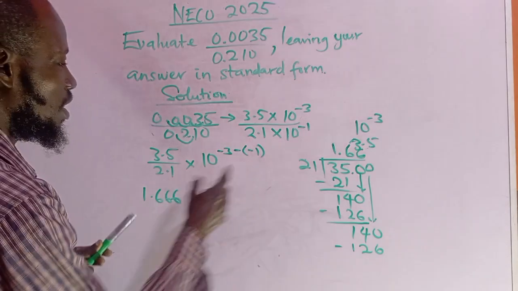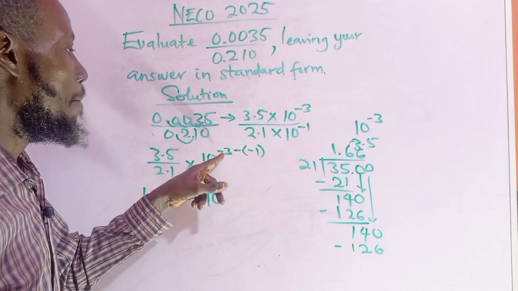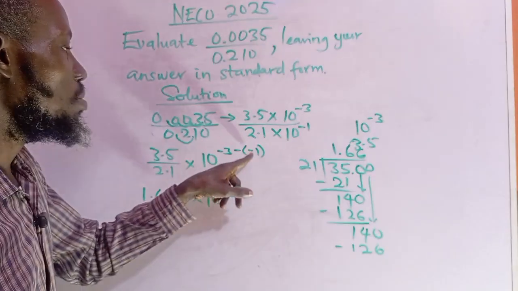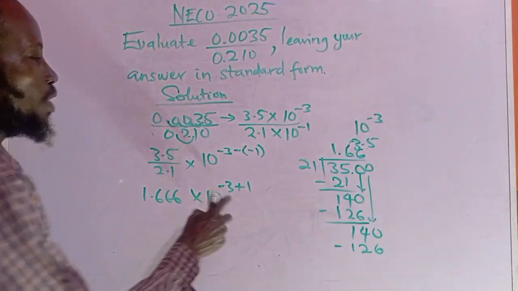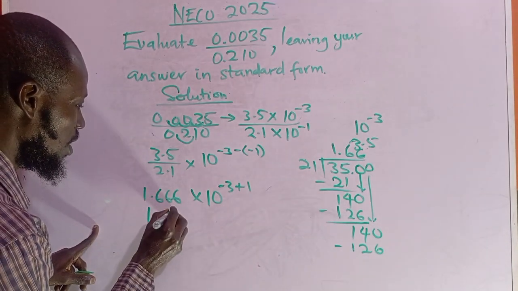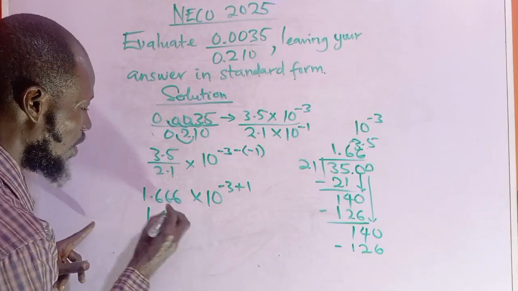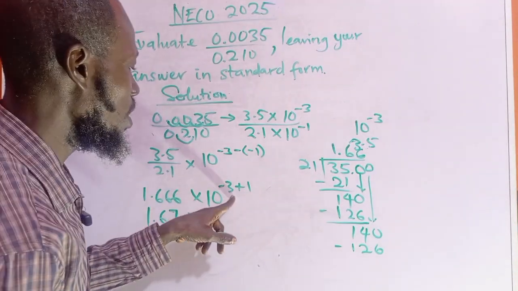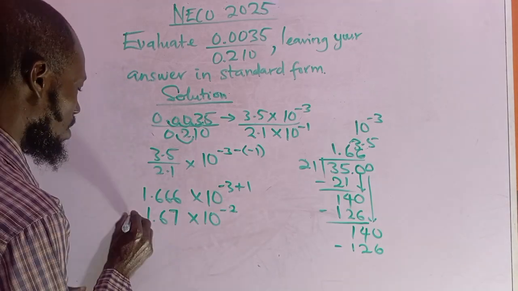Now for the power of 10, we have 10 to the minus 3 times minus 1. Minus times minus will give us plus. So we are going to have minus 3 plus 1. So we are going to approximate this: 1.67 multiplied by power of 10. Minus 3 plus 1 will give us minus 2. And this is the answer.